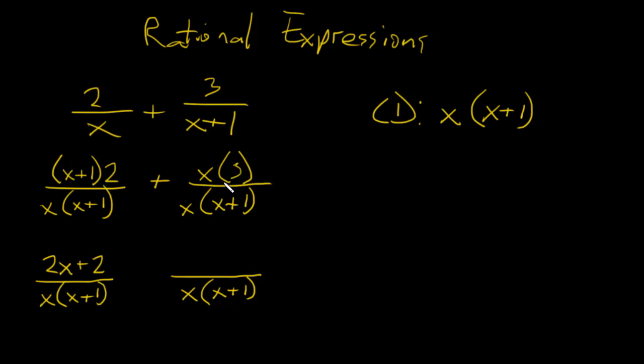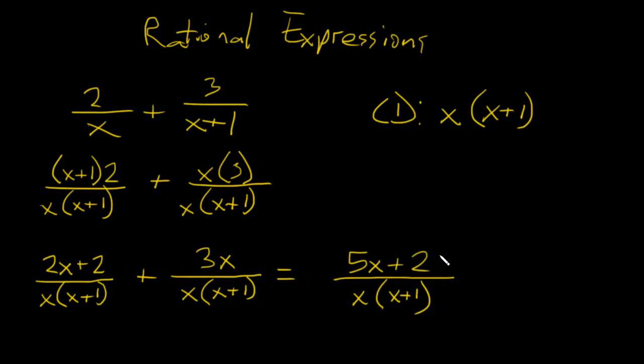And now on the second term, x times 3 gives me 3x, and this was added together. Alrighty. Now, since we have the common denominators, we can add straight across, top to top. So let me put the common denominator back under, x times x plus 1. And then it's going to be 2x plus 2 plus 3x. So 2x plus 3x is 5x, and then plus 2 is what's left. And so this gives us our answer right there. That's how you add these rational expressions.